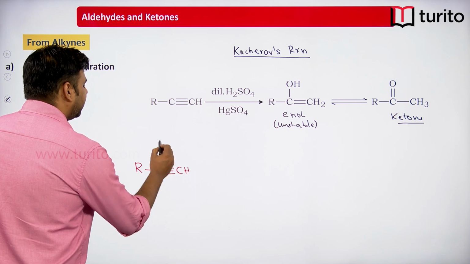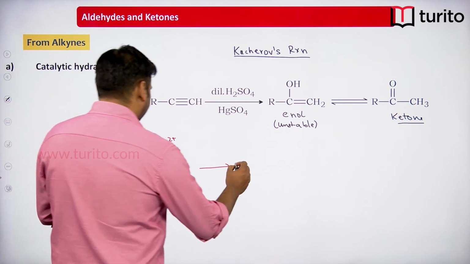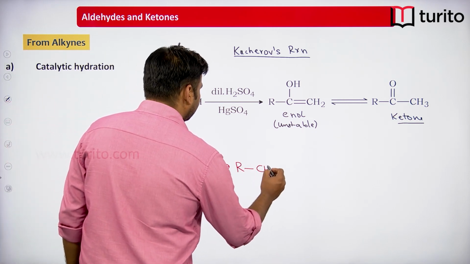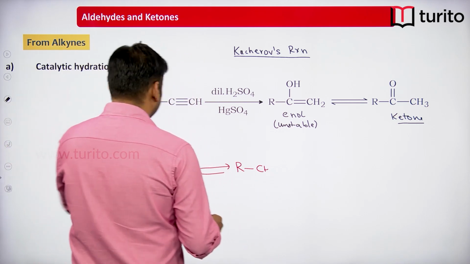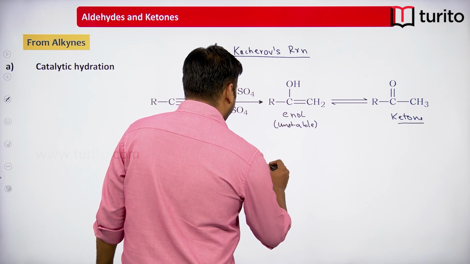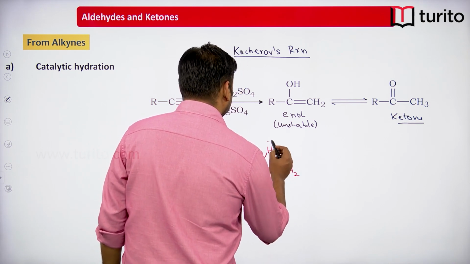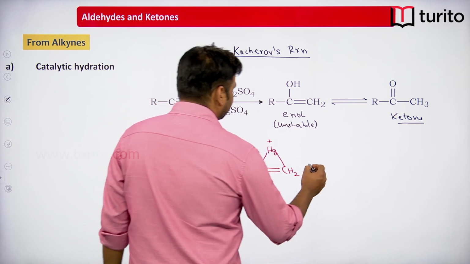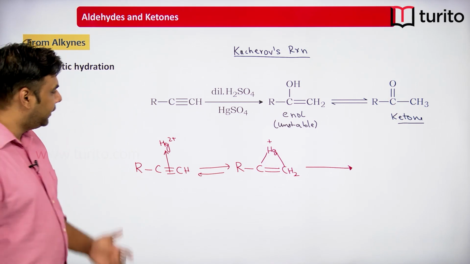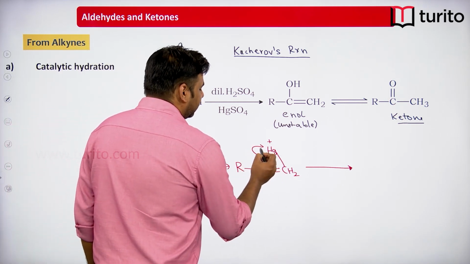So this coordinates with the pi bond. Pi electrons are donated into the empty orbital of Hg and it basically forms a cyclic intermediate. Now because there is a formation of 3-membered rings, obviously this ring will break.